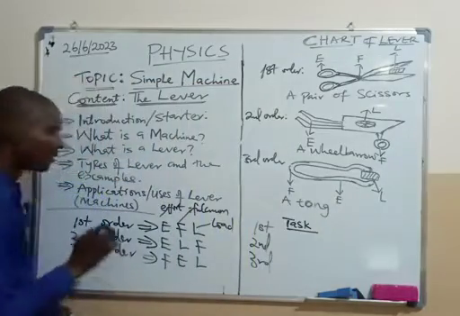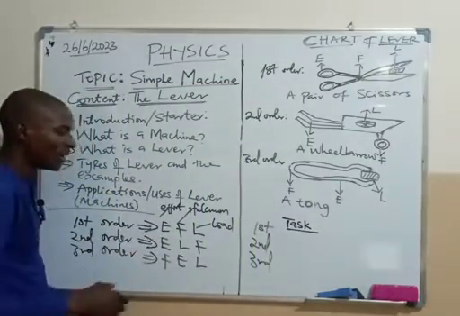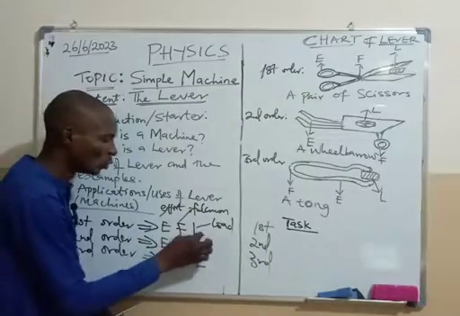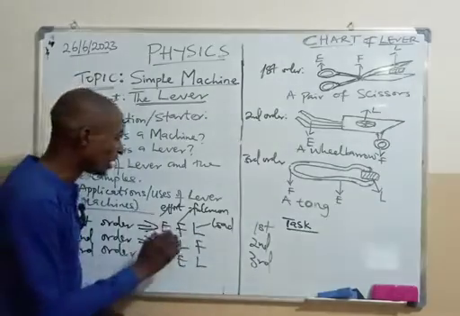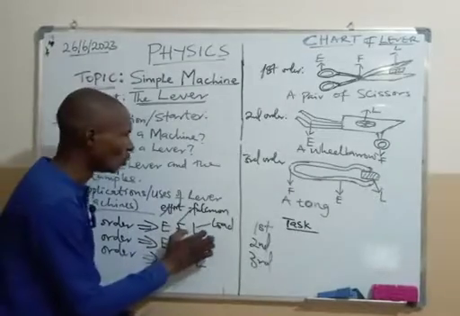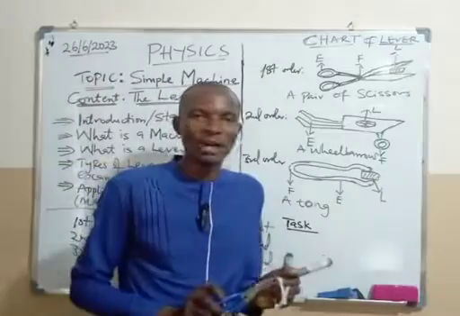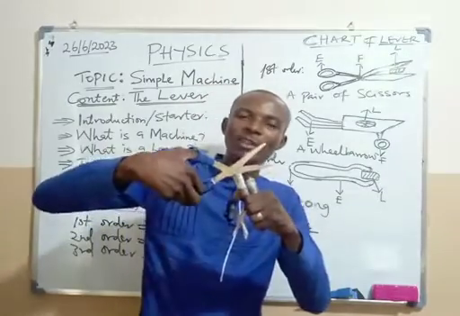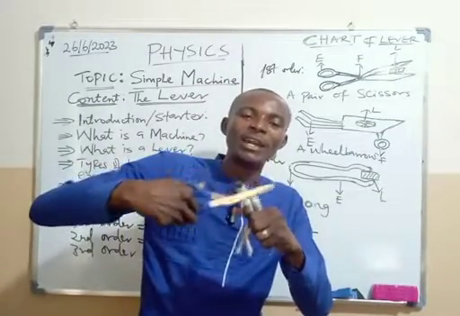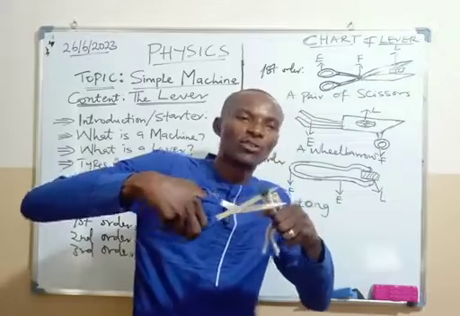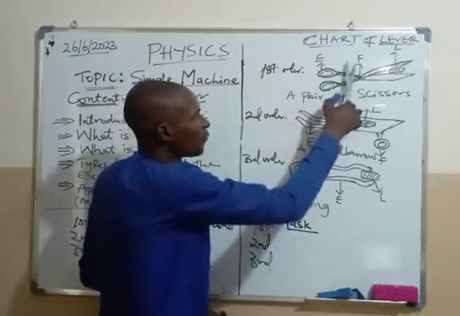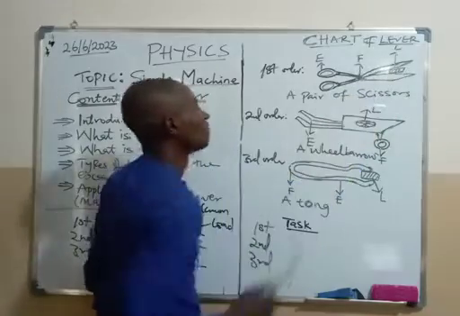For the first class or first order, the fulcrum is placed in between the effort and load. That is, the fixed point is situated between the effort and load. A typical example is the pair of scissors that I just used. You see the effort. This fixed point of rotation is the fulcrum. Then here is the load, where the work is done. As I have drawn on the board: the effort, the handle, the fulcrum, and the load point.